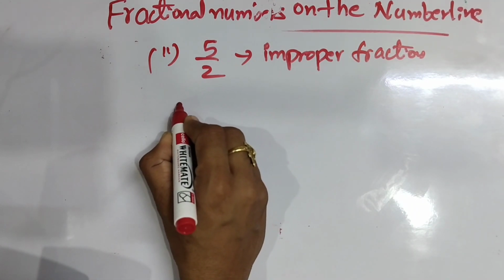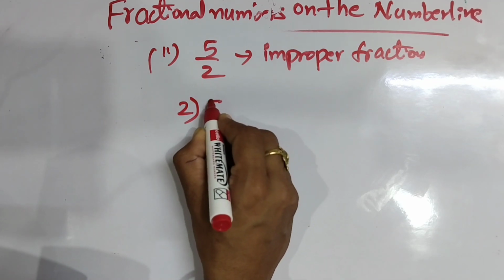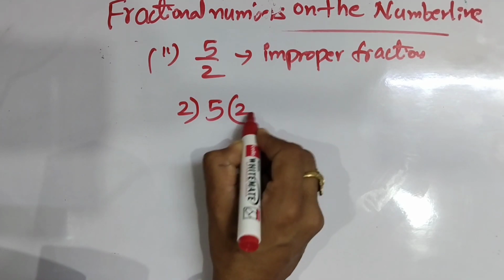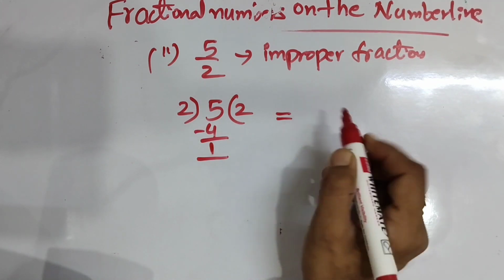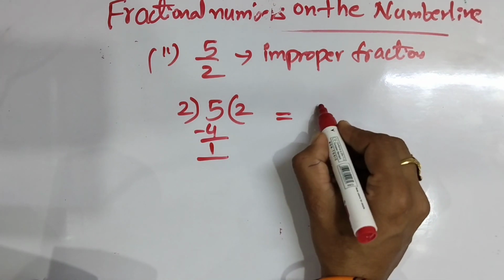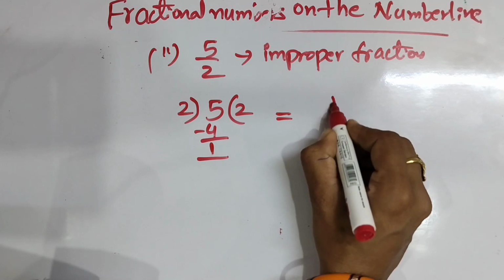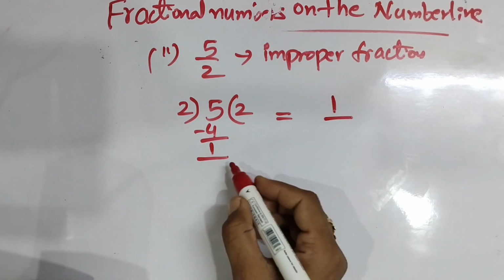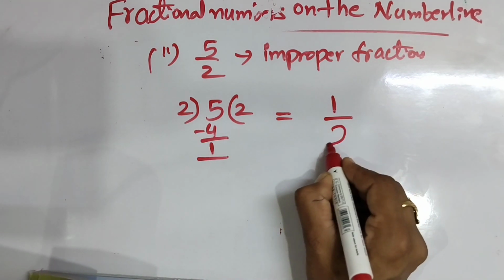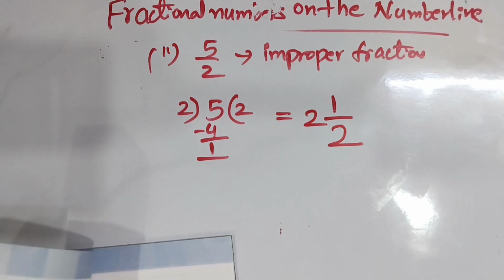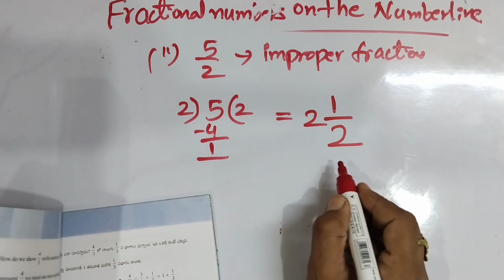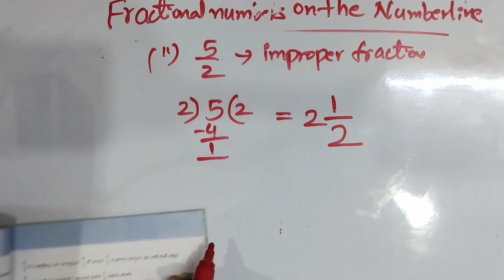So what is the first step? We are dividing the numerator with the denominator. 2 2 is 4. So by subtracting we are getting 1. So what is the mixed fraction? We take the remainder as the numerator, the divisor as the denominator, and the quotient we write as the whole part. 2 1 by 2 is the mixed fraction for 5 by 2.